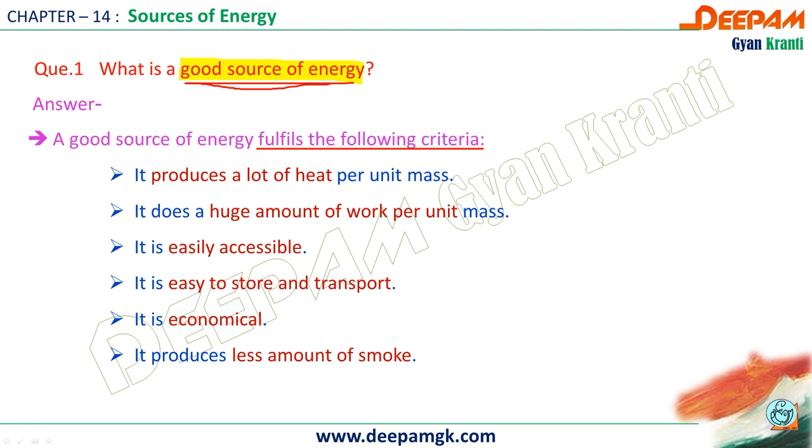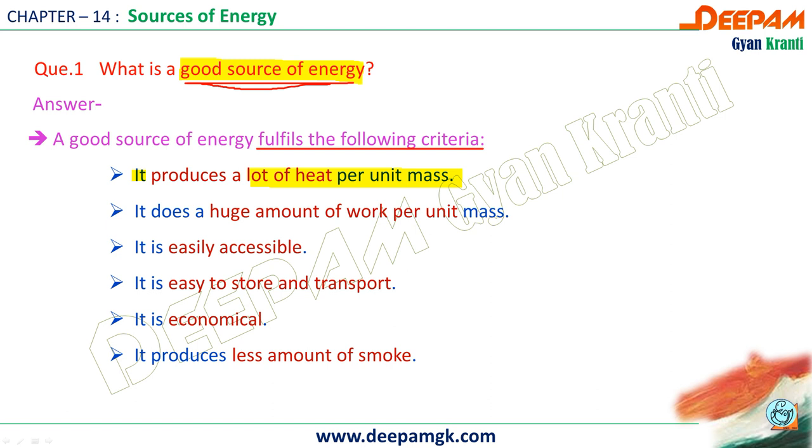The first question is, what is a good source of energy, and I start with that. A good source of energy fulfills the following criteria. Which are the criteria? The criteria are given here. It means a good source of energy produces a lot of heat per unit mass. Just remember that it gives a lot of heat per unit mass, so the sentence is like that. A good source of energy produces a lot of heat per unit mass.